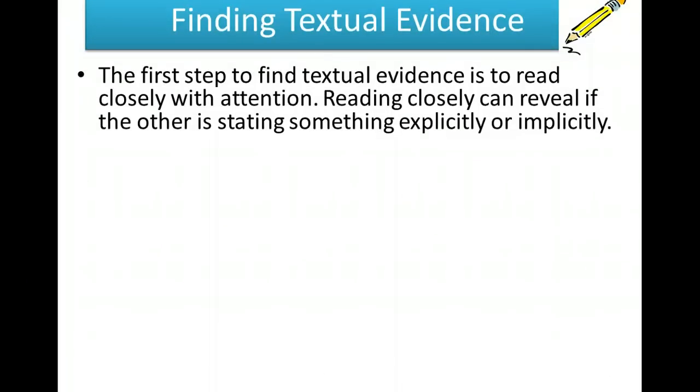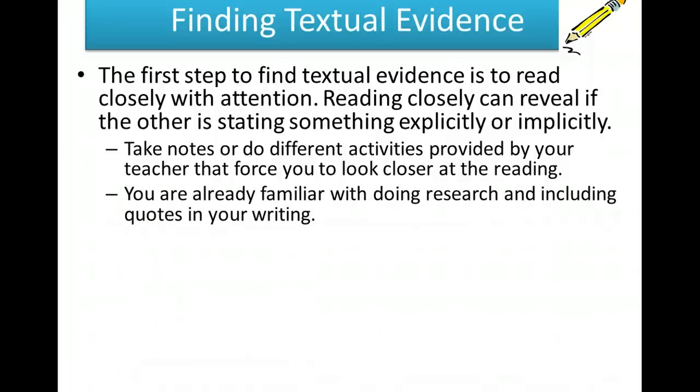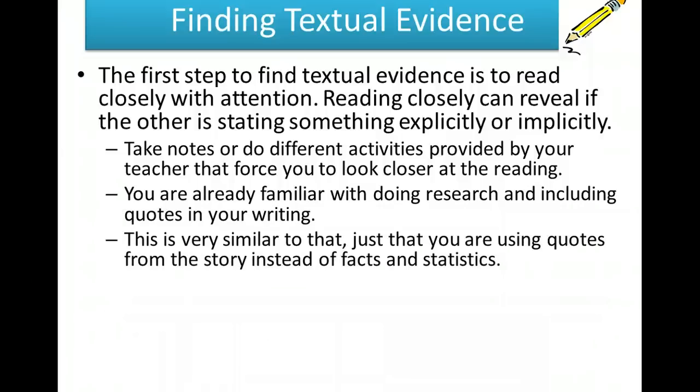So as far as finding the textual evidence, the first step is going to be to read closely and to pay close attention. Reading closely can reveal if the author is stating something explicitly or implicitly. So take notes or do other activities provided by your teacher that force you to look closer at the reading. You're already familiar with doing research and including quotes in your writing. That's what we just did on our last unit. So this is really similar to that. You're just going to be using quotes from the story instead of facts and statistics.